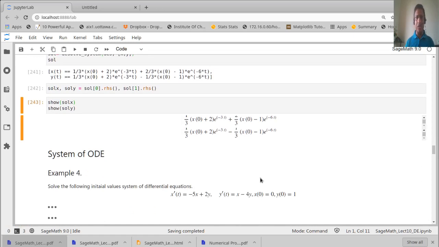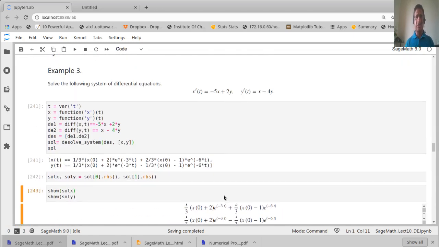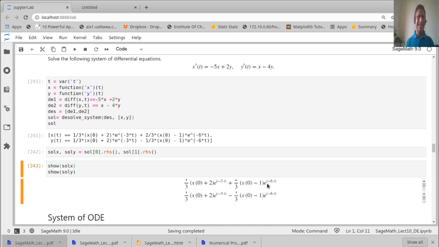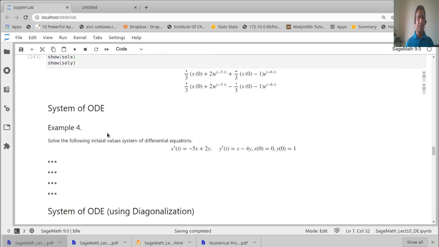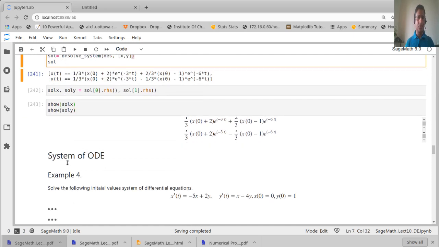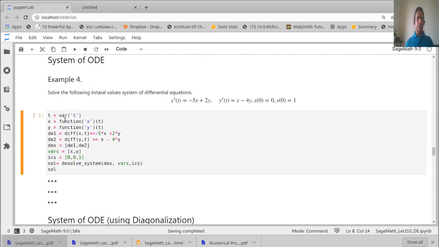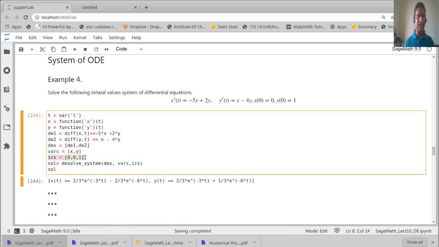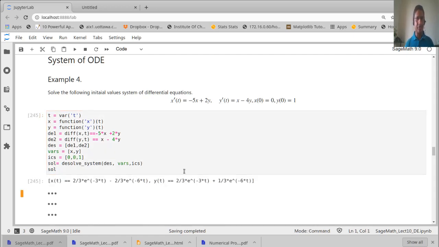And if you want to solve this with an initial condition, let us say x0 is equal to 0, y0 is equal to 0, all we need to do is introduce the initial condition. So let me just do that. This is the next part. This is the same thing as earlier, but here the extra thing introduced is the initial condition 0, 0, 1. This means x at 0 is equal to 0, and y at 0 is equal to 1. That's what it means. And then let us solve this. This is the solution you get.